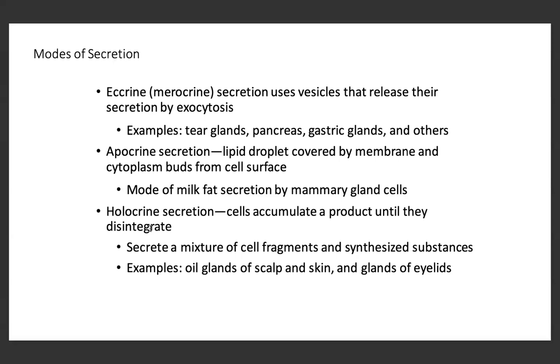And so if a moderate amount of secretion needs to take place, then a lipid droplet will form around the substance that needs to be secreted. And then if a lot of substance needs to be secreted, then the cell essentially sacrifices itself. It disintegrates, it dies in order to release this fluid. This is holocrine secretion. Eccrine, apocrine, holocrine secretion only apply to exocrine secretions.